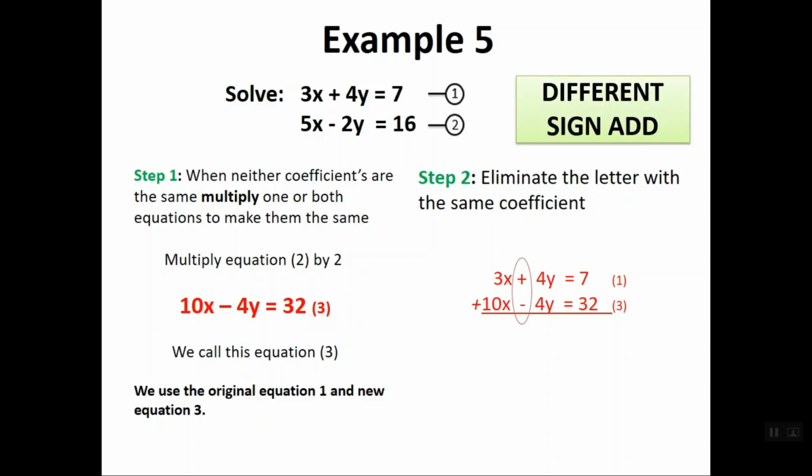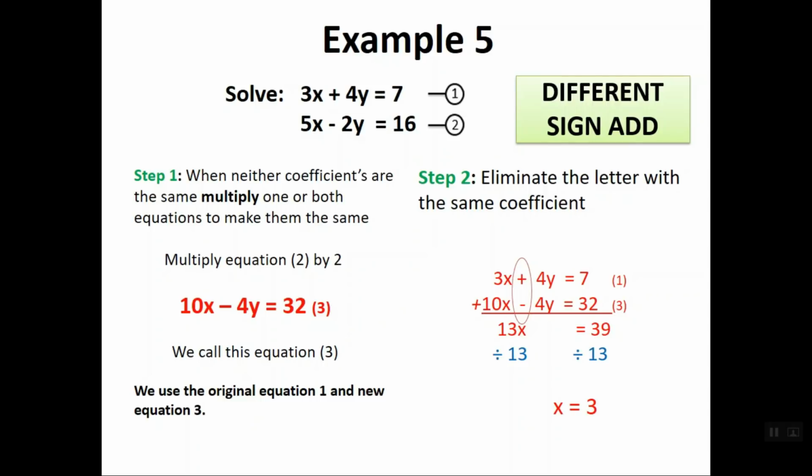So I'm going to add 3x plus 10x, that should give me 13x. We agree that plus 4y plus a negative 4y will give me 0. That's my aim anyway, to eliminate one of the variables, which is y in this case. And 7 plus 32 would have given me 39. So far I have 13x is equal to 39. I'm trying to solve for my unknown in this equation, which is x, so I need to divide both sides of the equation by 13. So now my x is equal to 3.